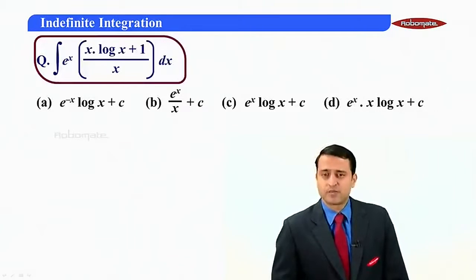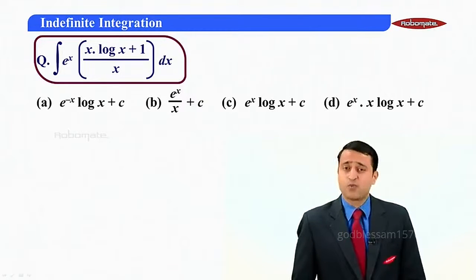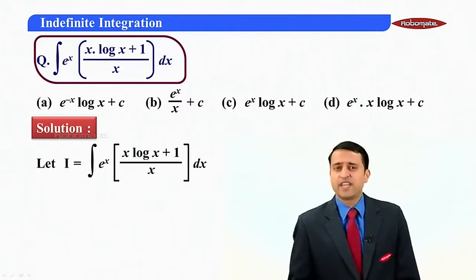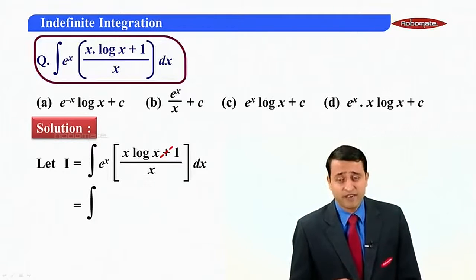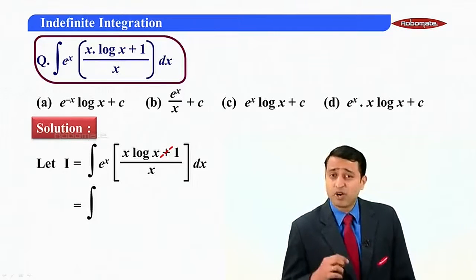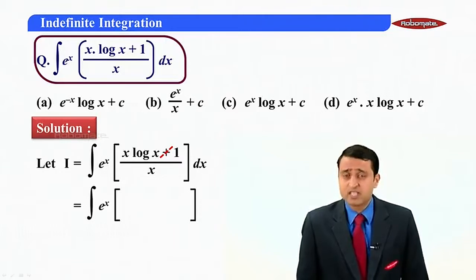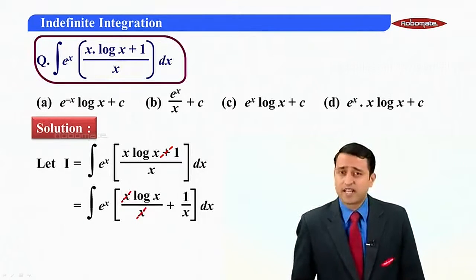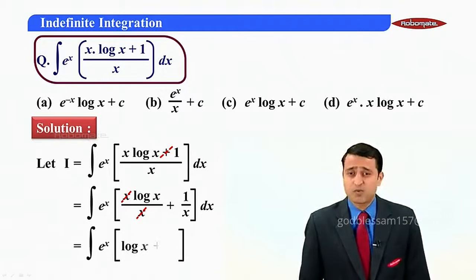Now the question from the entrance point of view. You have the integral of e raised to x into bracket x into log x plus 1, the whole divided by x. Now my dear students, in the solution very well we can understand that we need to break into two parts such that one can be taken as f of x and the other can be taken as f dash of x. So we separate directly because the denominator is a single term. So what we will get is e raised to x into bracket x log x by x plus 1 by x dx. Correct? Now in the first part, can I say x and x will get cancelled. So what we will have is e raised to x into log x plus 1 by x.